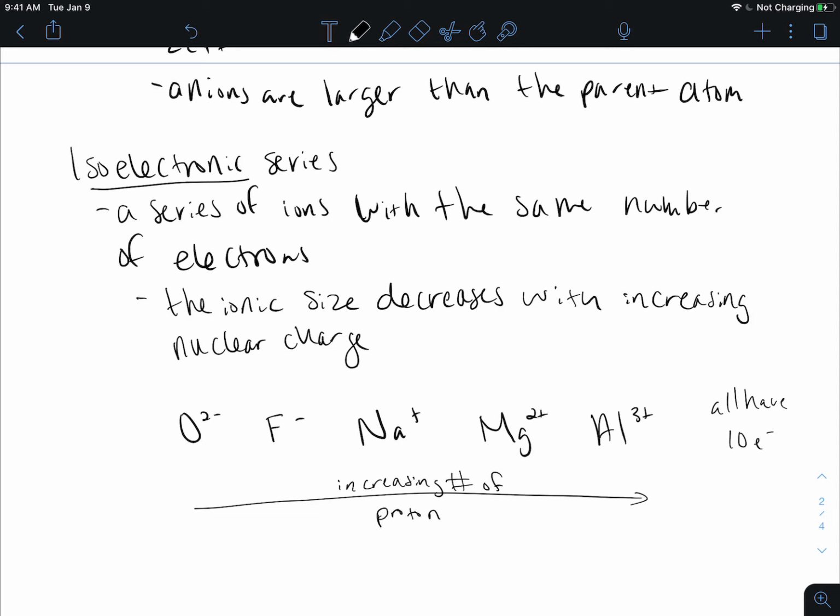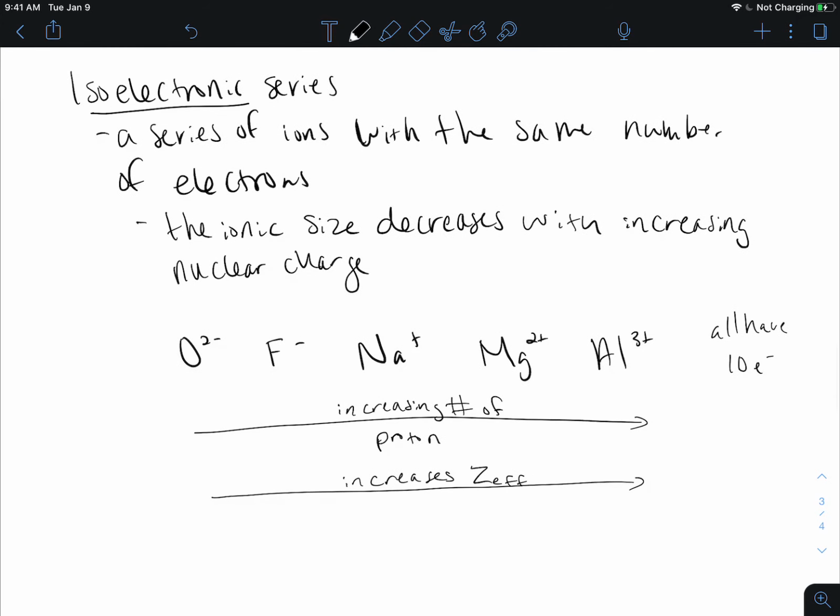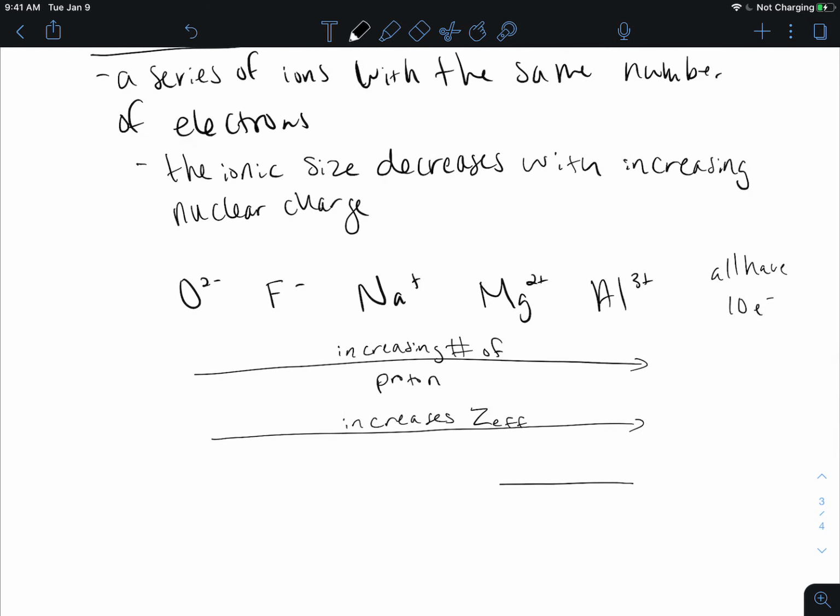Our Z effective is going to increase as we go across. And hopefully we realize that as we increase Z effective, we're going to decrease our ionic radius. So our ionic radius will go the opposite way as our Z effective.